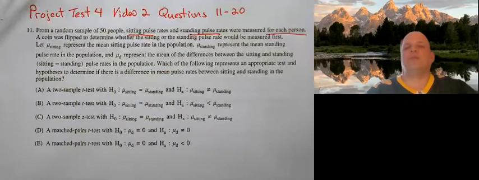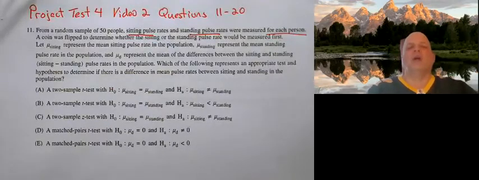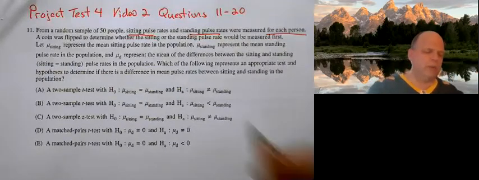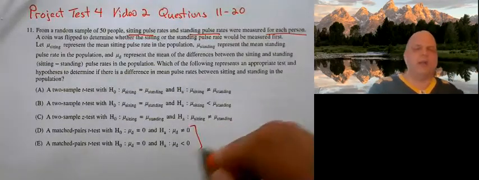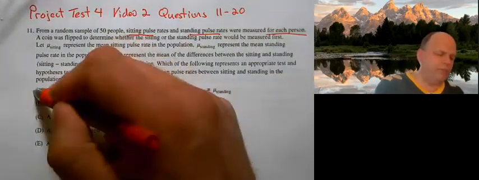Which of the following represents the appropriate test and hypothesis to determine if there is a difference in mean pulse rates between sitting and standing in the population? All right, so we know each person was tested twice. And because it's tested twice, whenever possible, you want to be looking at a paired test. So that would be telling us we're looking at either D or E.